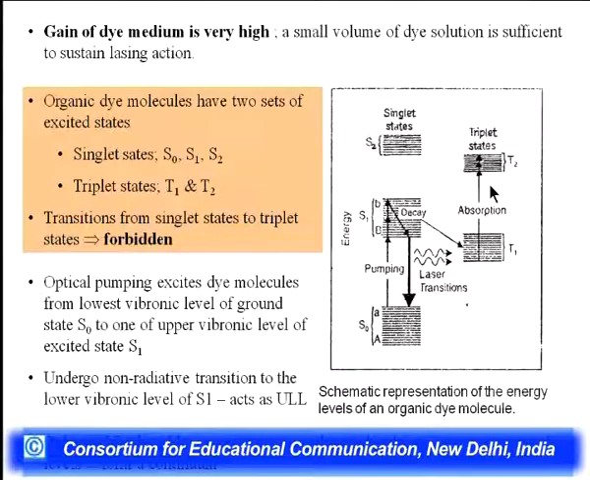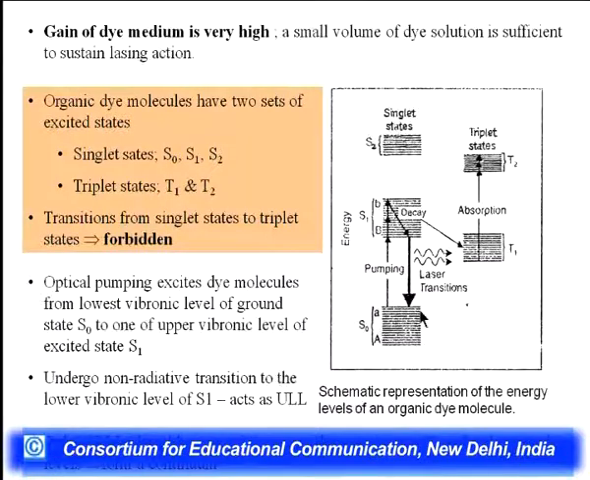One is the singlet state, which starts from S0. This is the ground state of the singlet state. This is the first excited state of the singlet state, and this is the second excited state of the singlet state. It means the singlet state has S0, S1 and S2. Another state which we are using in organic dye molecules is the triplet state. One is T1 and another is T2.